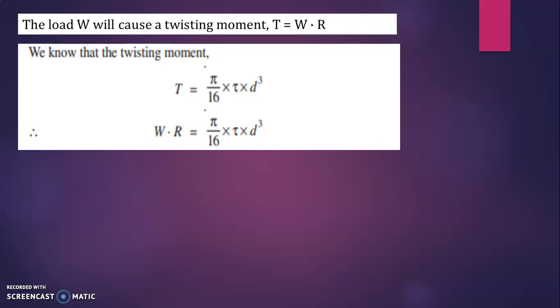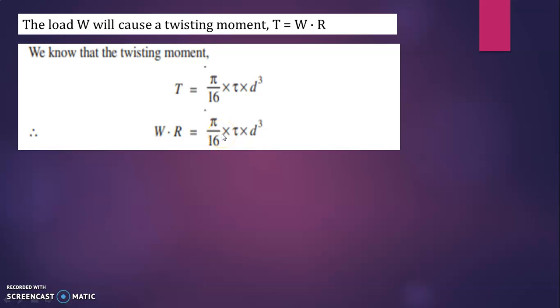Then you can also express the twisting moment, because it is given by the equation pi divided by 16 into tau into d cube. The derivation is there, but that is not required. I have written the formula directly. This you should know. So twisting moment is equal to pi divided by 16 into tau, where tau is shear stress, into d cube, d being the diameter. Now T is equal to WR, load into radius. Substitute here: WR is equal to pi divided by 16 into tau into d cube.